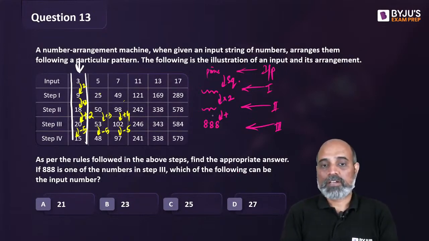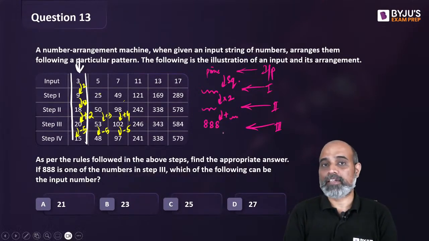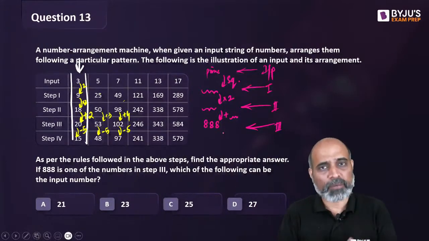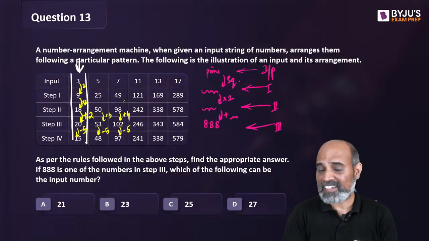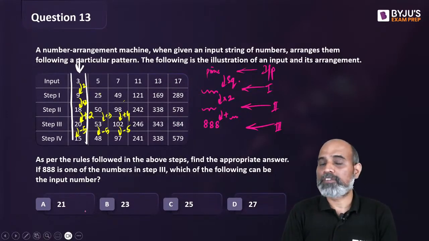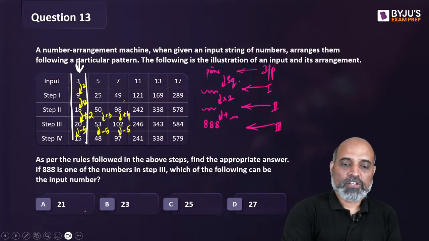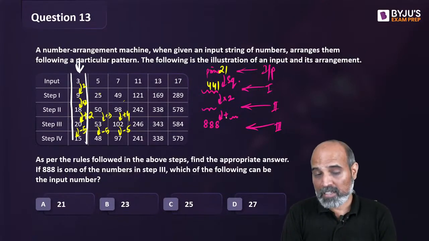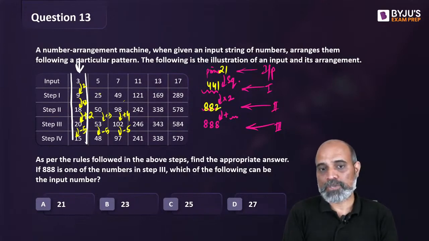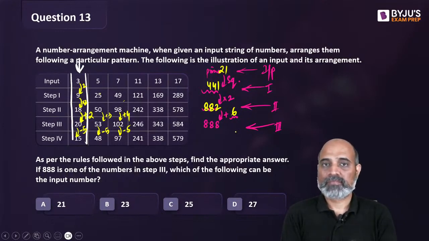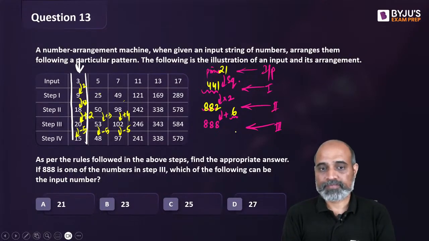So, how much will we add to 888? It may be the first number, it may be the second number, it may be the 10th number, it may be the 2000th number. How would I know? It never said, no, 888 is the 6th number. Sorry, 7th number here. Don't know. So we will start with the options. Okay. So first option says 21. So if the prime number is 21, the square of 21 is 441. The double of 441 is going to be 882 and 882 plus 6, absolutely possible. Right? Okay.